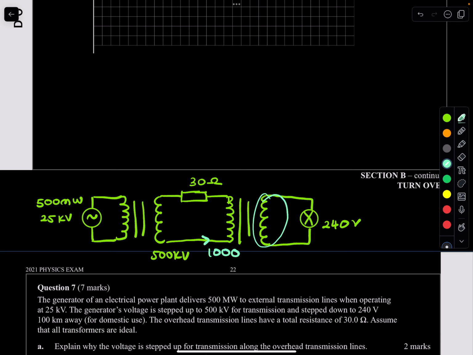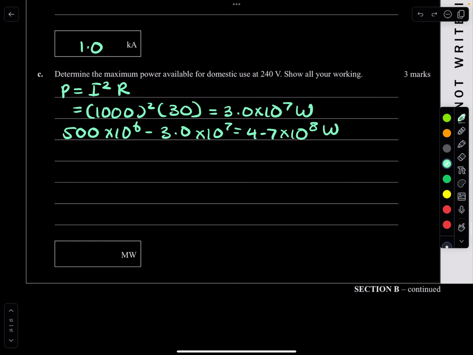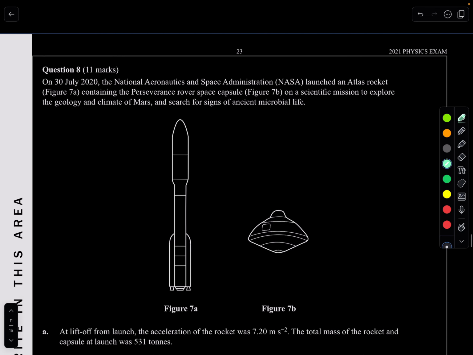Because, remember, it's ideal, the power will be the same over here. And so this is how much power will be received by this 240 volt. Because we want it in megawatts, just make sure you divide this by a million to get it in megawatts. Let's do that. So we get overall 470 megawatts.